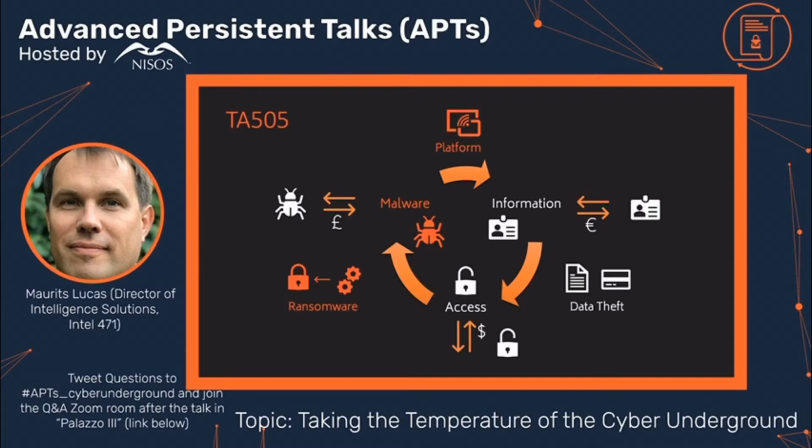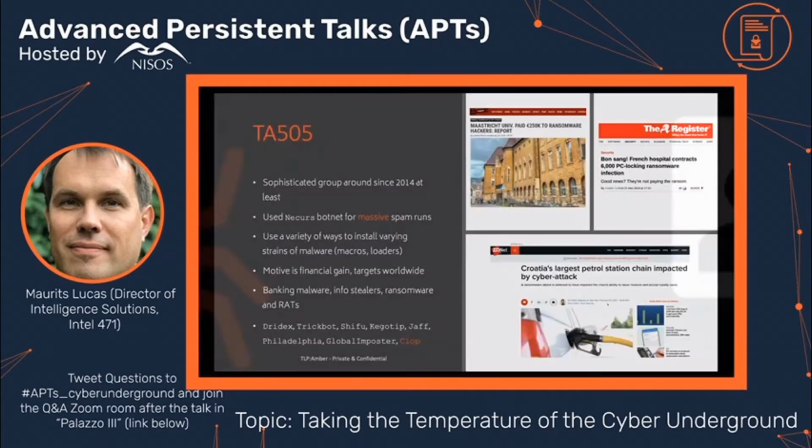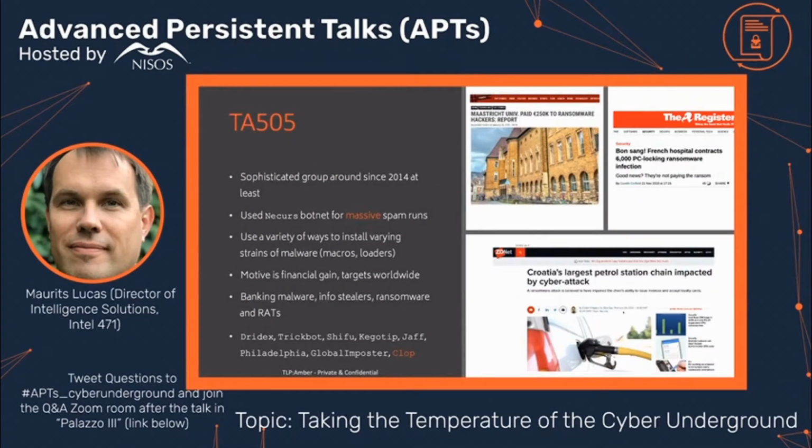TA505 is a fairly sophisticated group, and they're over here on the left. They're in the malware and the platform and the ransomware side of things. Their main aim is to infect machines with malware and then to monetize that in some way, either by moving through the organization and then stealing money, or in some cases, dropping ransomware. So this group is sophisticated. It's been around since 2014 at least.